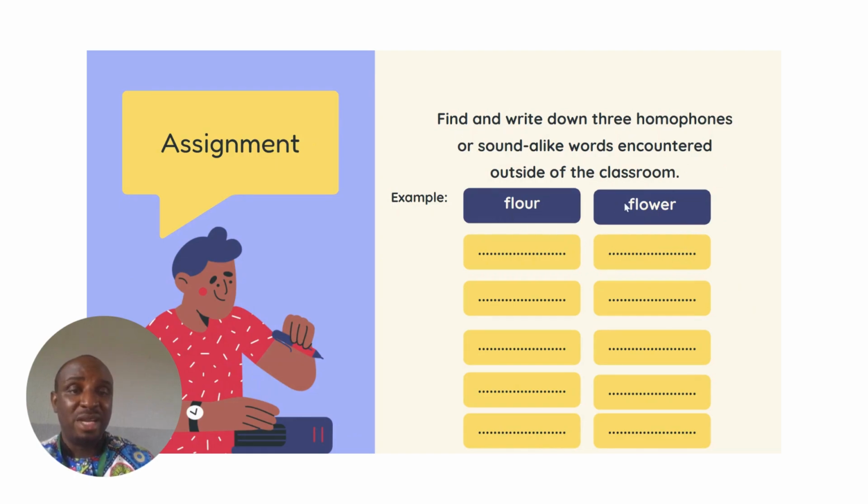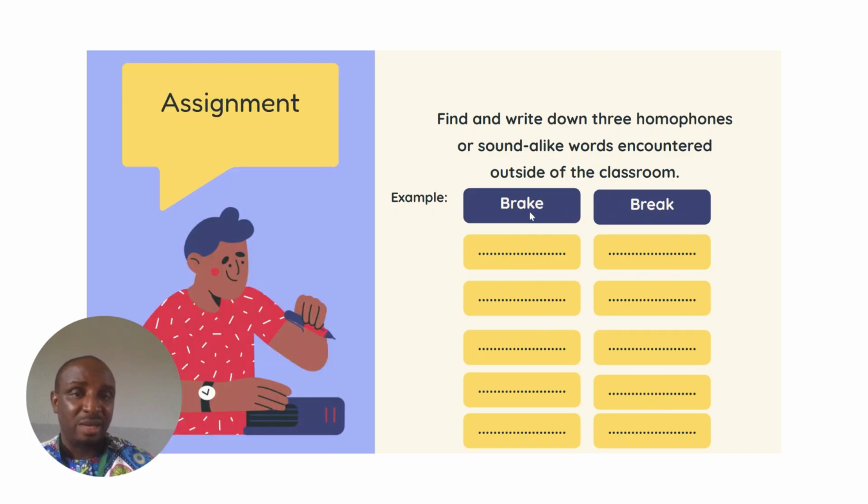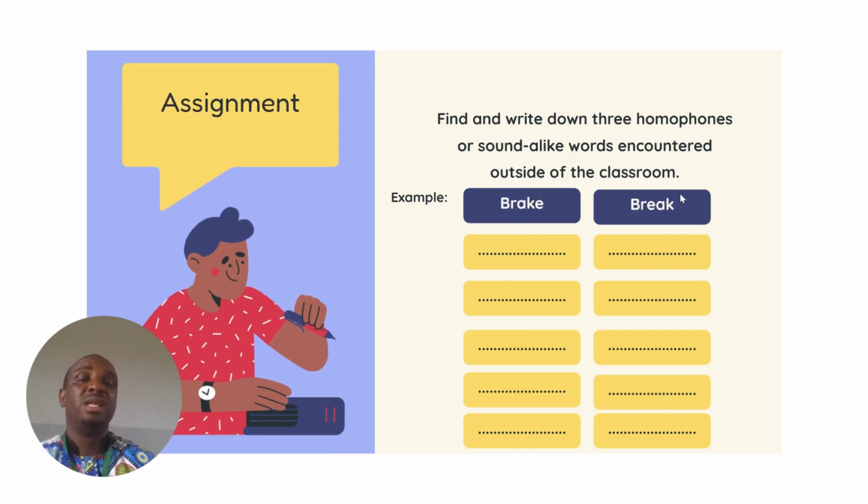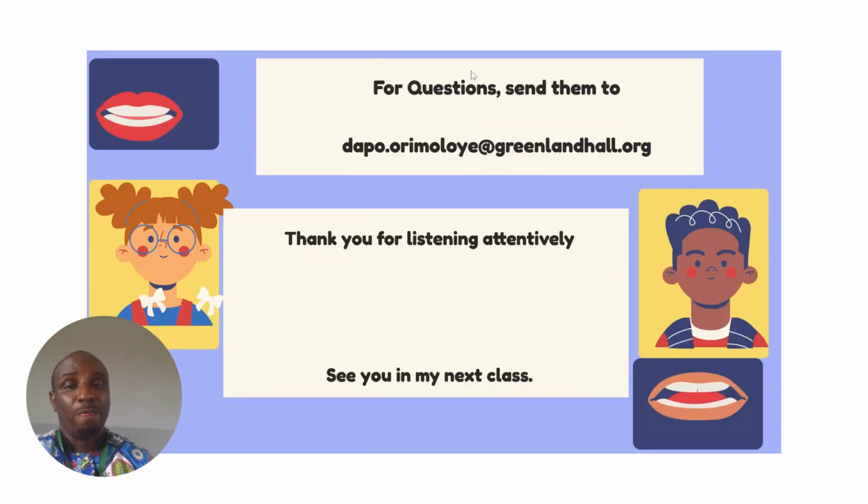What to do is simple. I'll give you an example. Give me words that sound alike. Flower, flower. The next one is the same thing. Give me other words that sound alike but have different spellings and meaning. If you give me 10 of these. You can say for example break and brake. The first one was flower, flower. For questions, send to my email. I'm readily available to attend to them and help you out as we learn together.